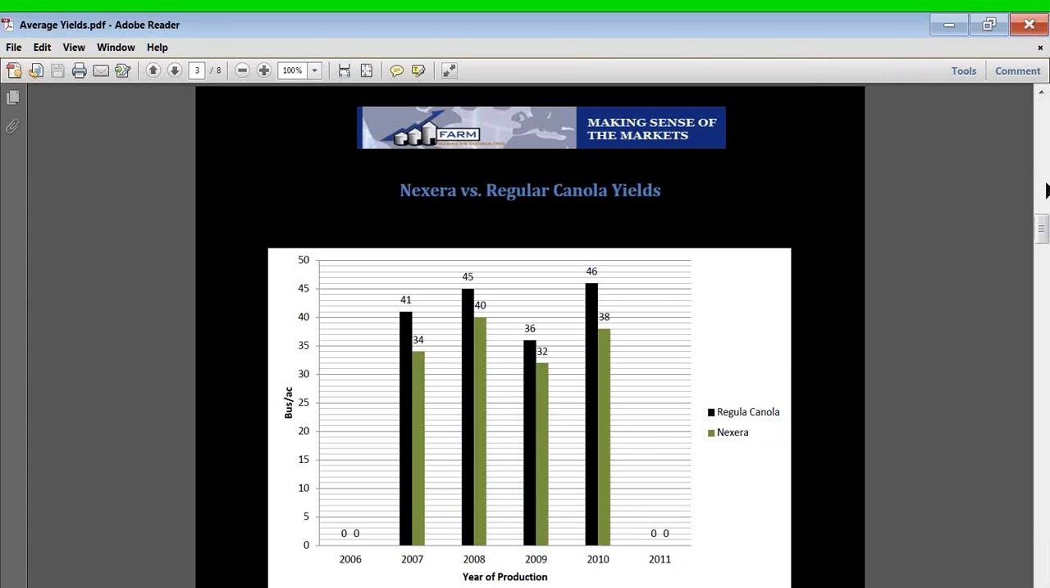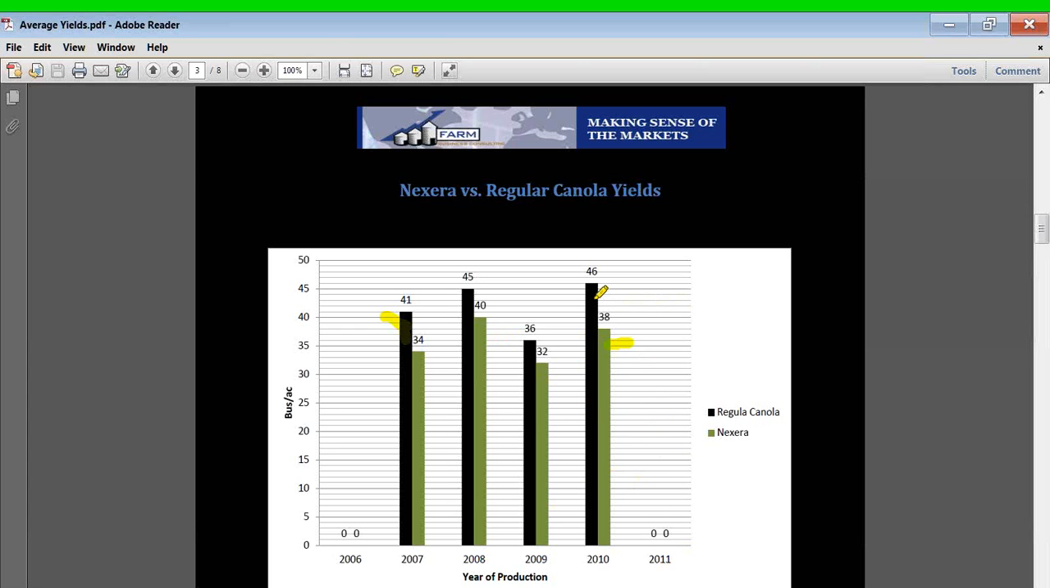Okay, on to the third slide, and this is the key one I was talking about. This is regular canola versus Nexera. So regular canola is in the black column, and Nexera is in the green column. And you'll see year after year, regular canola is out yielding the Nexera. Of course, I only have 4 years of data because of 2006 and 2011, which I already went over.